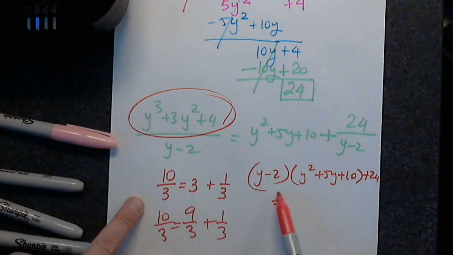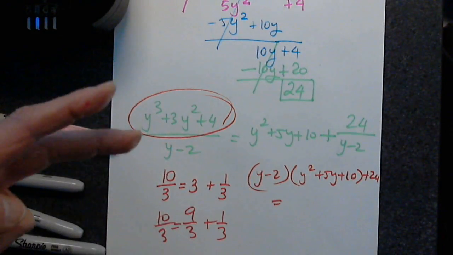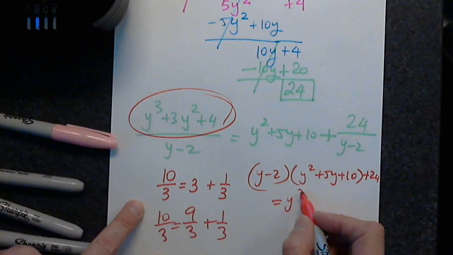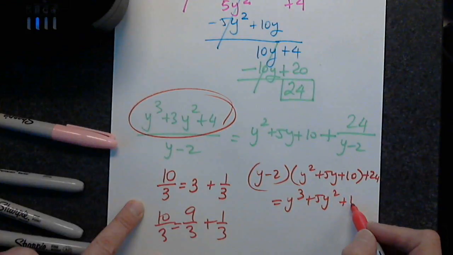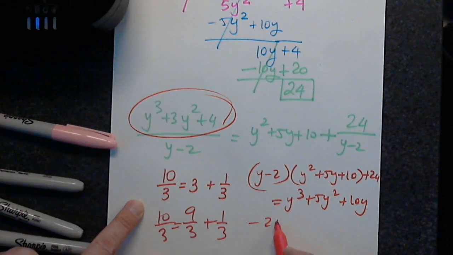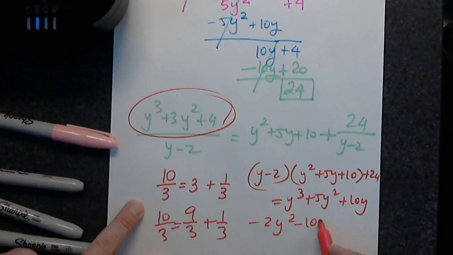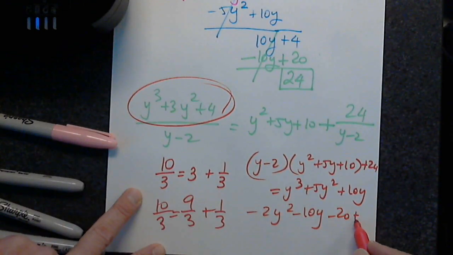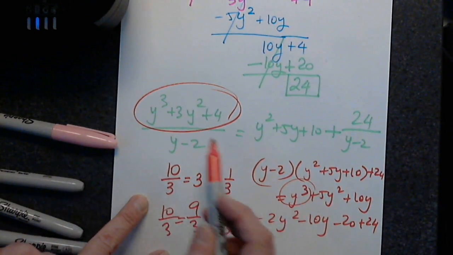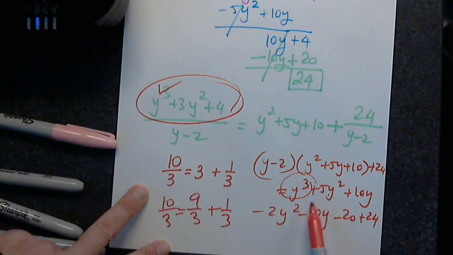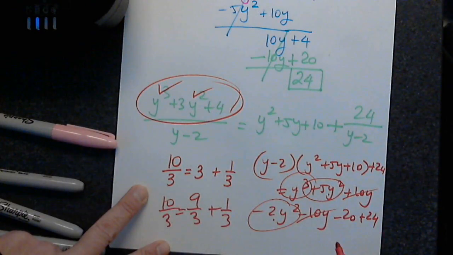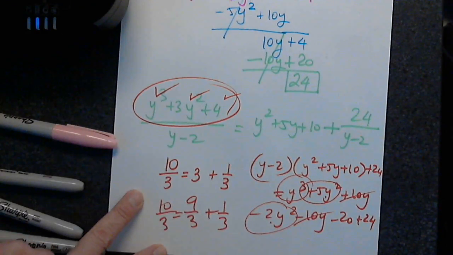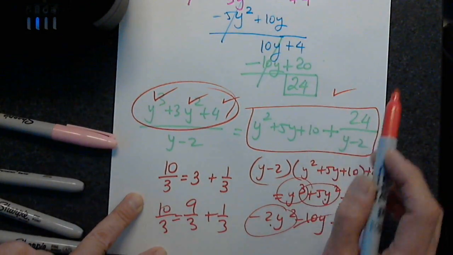So let's distribute. I cannot use any special product here. I have to distribute. Y times y squared is y cubed. Y times 5y, 5y squared. Y times 10, 10y, minus 2y squared, minus 10y, minus 20, and plus 24. Y cubed? Yes. 5y squared with negative 2y squared? Yes. 10y with negative 10y? Yes. 24 minus 20? Yes. So this is the correct answer. I checked.